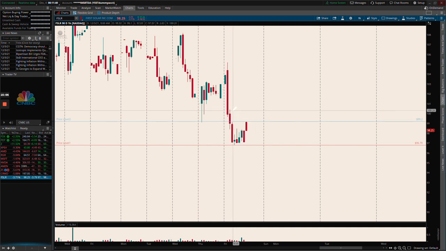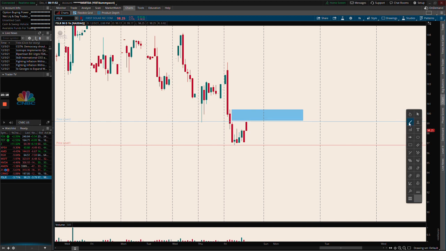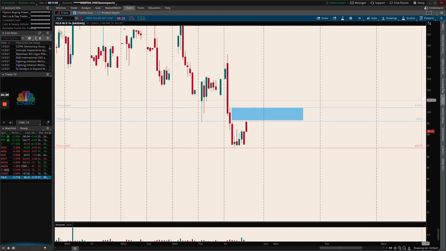Where am I looking for that to go? Remember what we talked about? The top of the wick that preceded the height of the price action. So look, we've got room to, I don't know, what is that? What is the top of that wick there? 100.4. So 99.2 to 100.4.